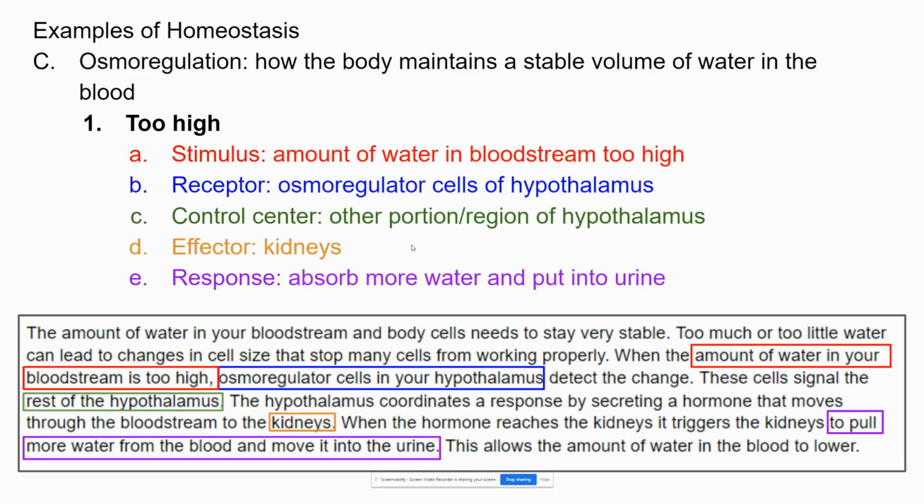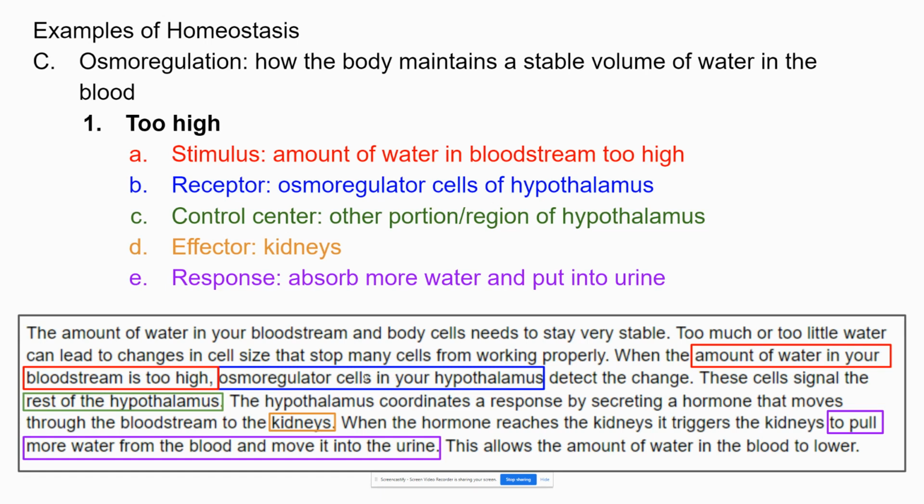Did you get this? So the stimulus was the amount of water in the bloodstream rising too high. You can find it right here. And what is the first thing to detect the rise in water level in the blood? The osmoregulator cells. And these are found within the hypothalamus. So this is one region of the hypothalamus that is detecting the stimulus, detecting the change.